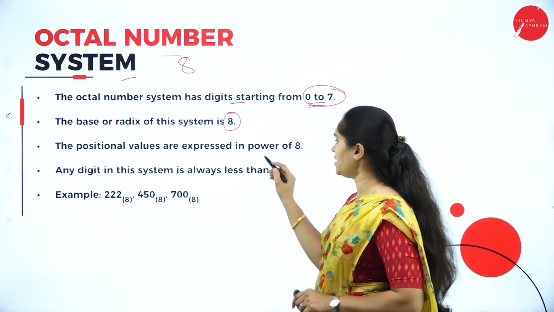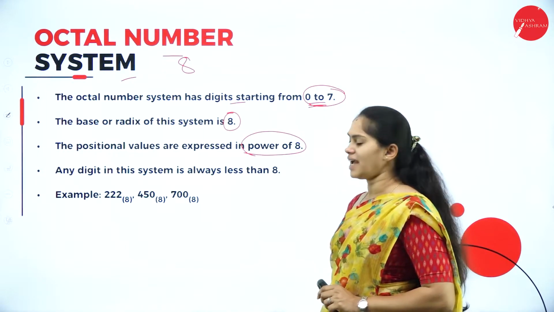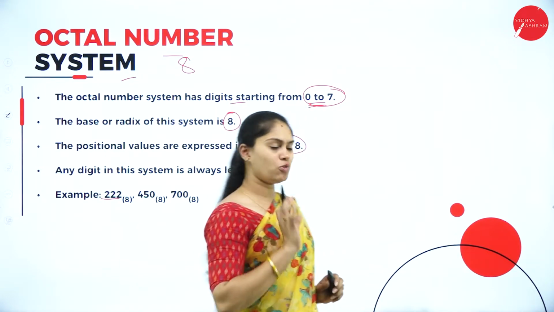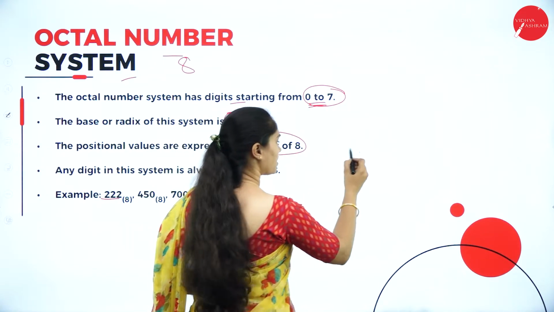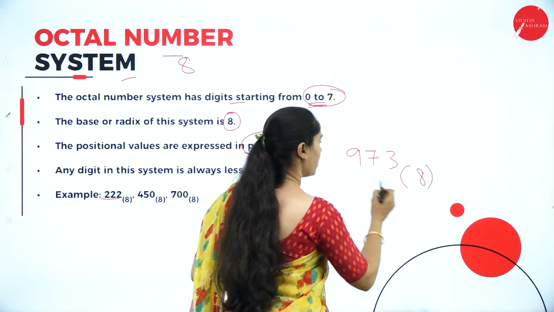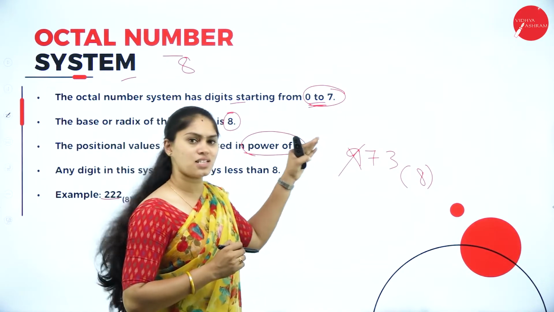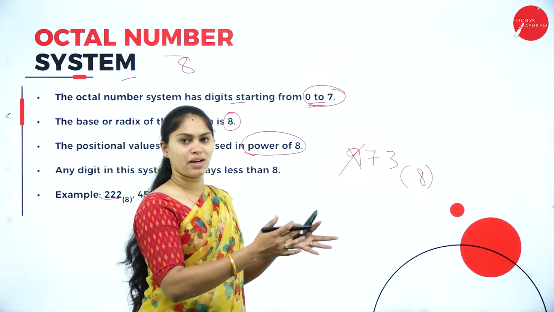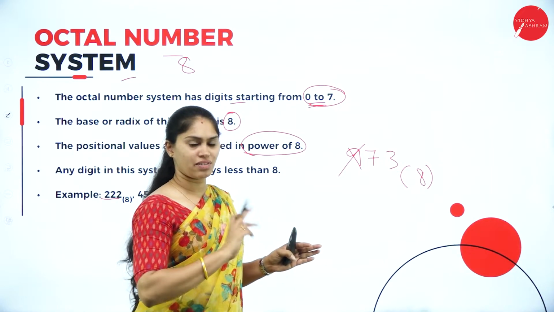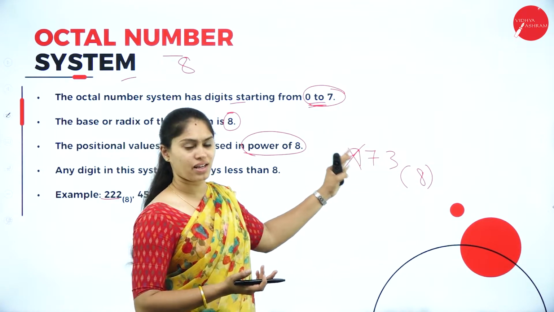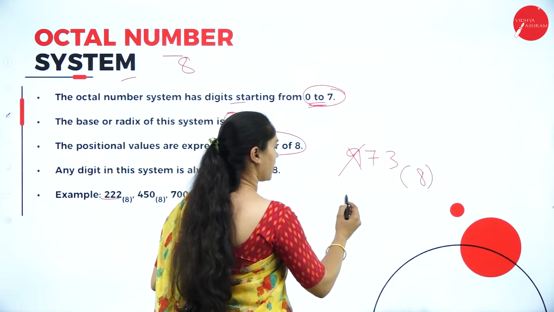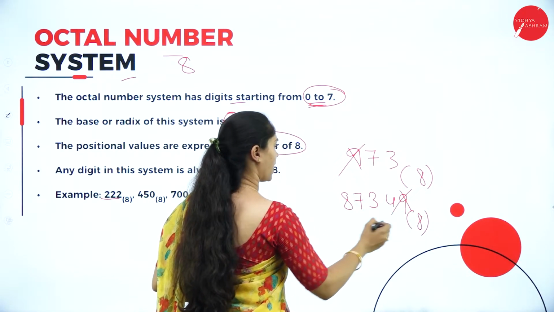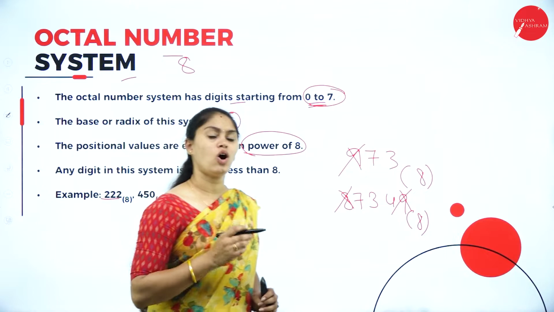And we represent it with a subscript of 8. Then what is an example for this octal number system? 222 with base 8. Here you need to concentrate on the number. I can't write 973 base 8. I can't take 9. Why? Because this 9 doesn't belong to the octal number system. The number should be less than 8, or it can be a combination of any digits from 0 to 7. It can't include 8 or 9. And even I can't write something like 87034 9 of base 8. Why? Because 8 and 9 do not belong to the octal number system.